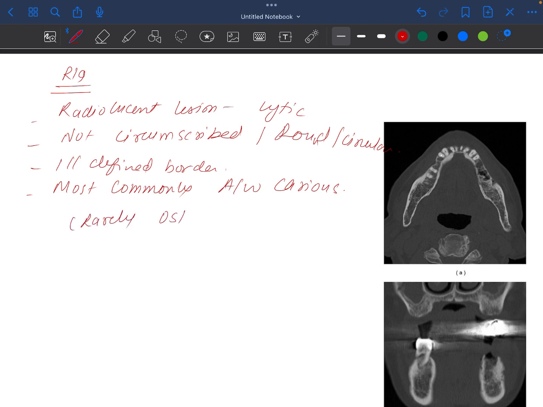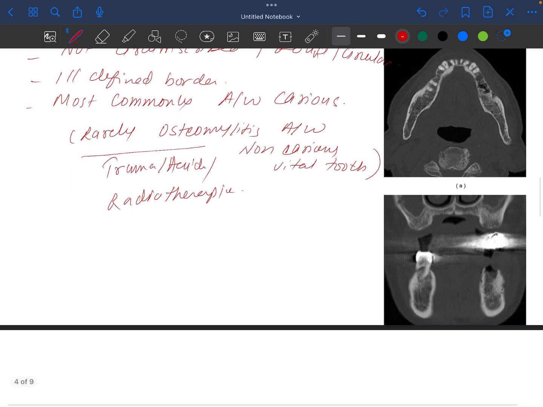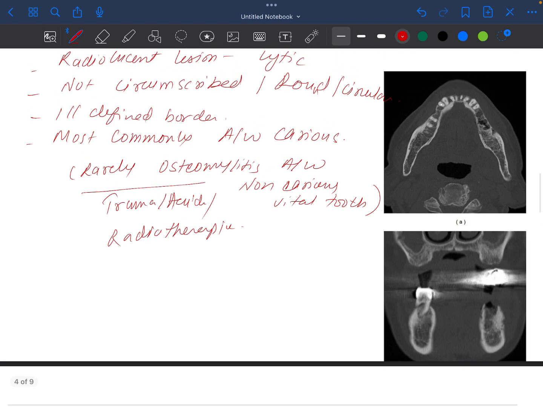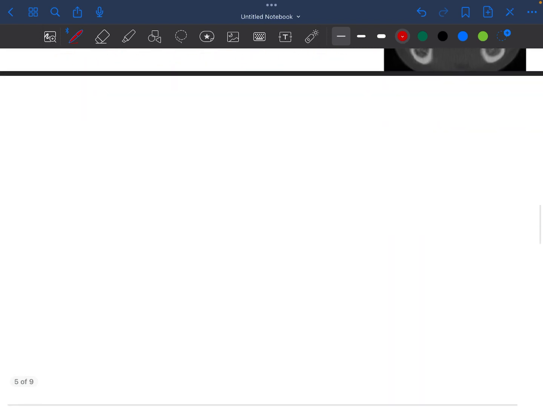You will rarely have osteomyelitis associated with a non-carious vital tooth. And what are these rare occasions? These are, for example, trauma or accidents or radiation therapies. But most of the time, in these radiation therapies also there are carious lesions because of the reduced amount of salivary flow. Okay, so these are the radiographs.